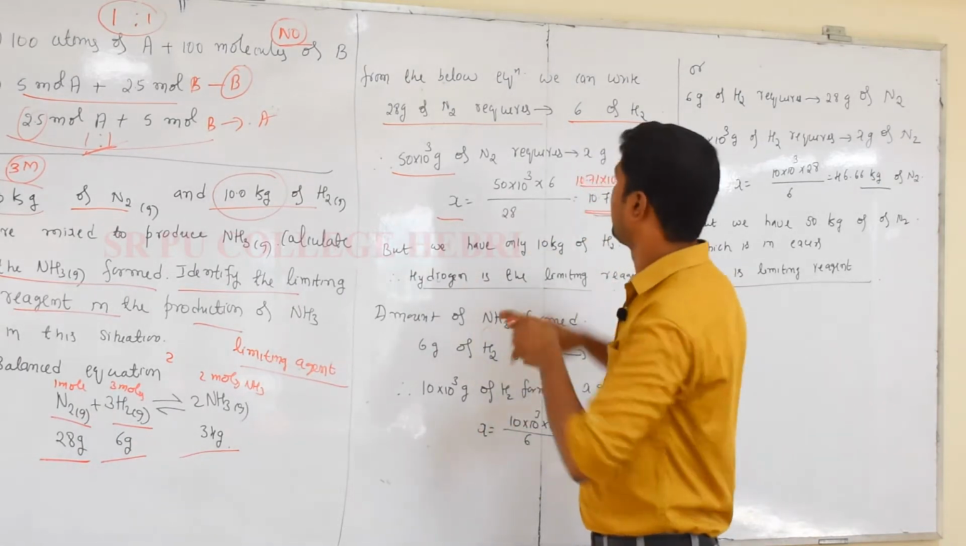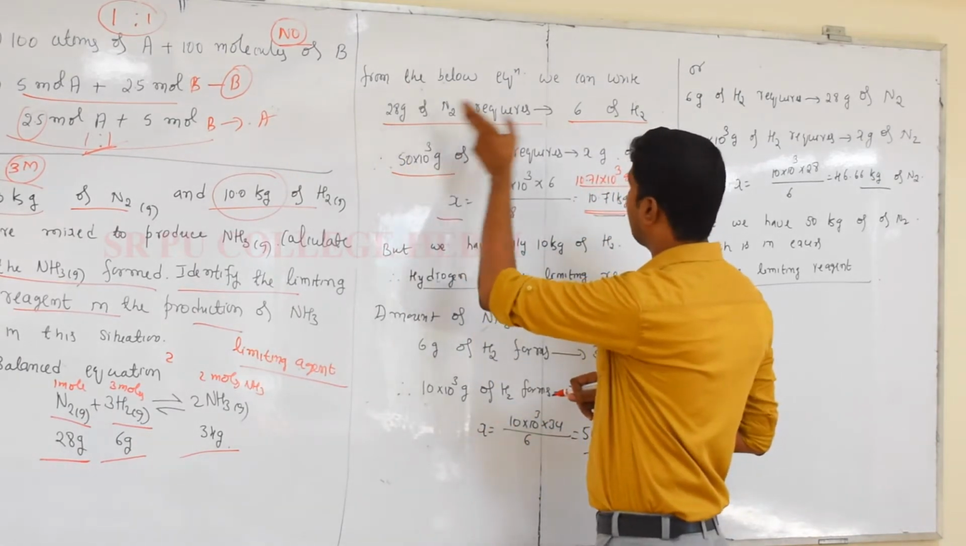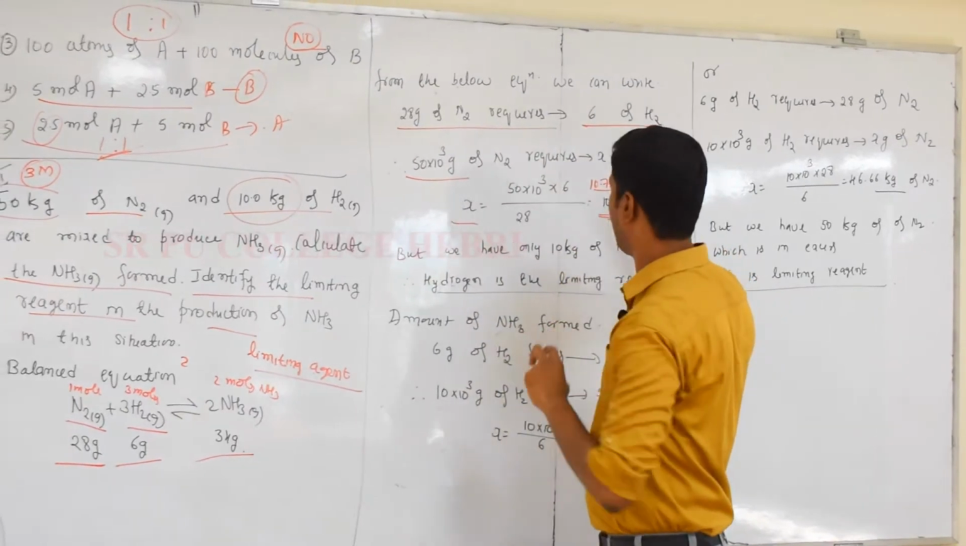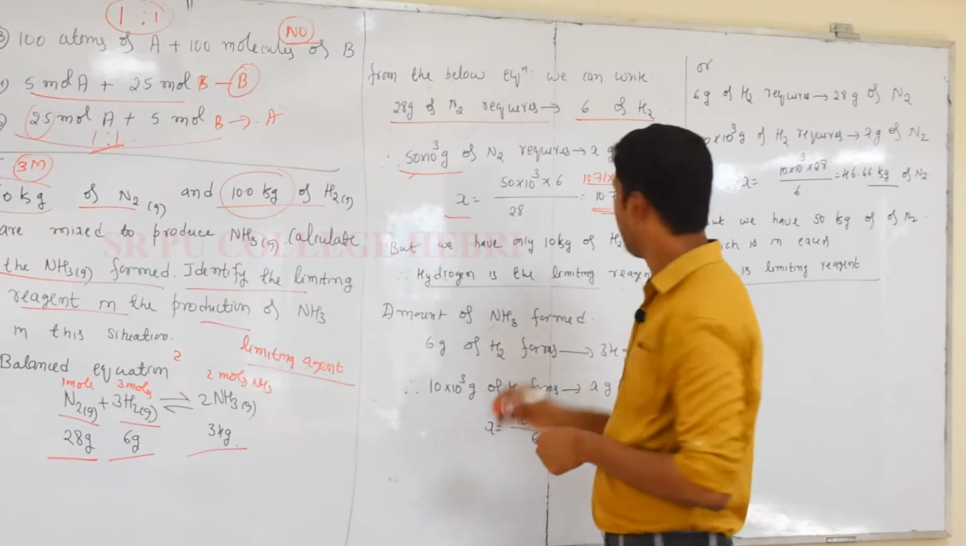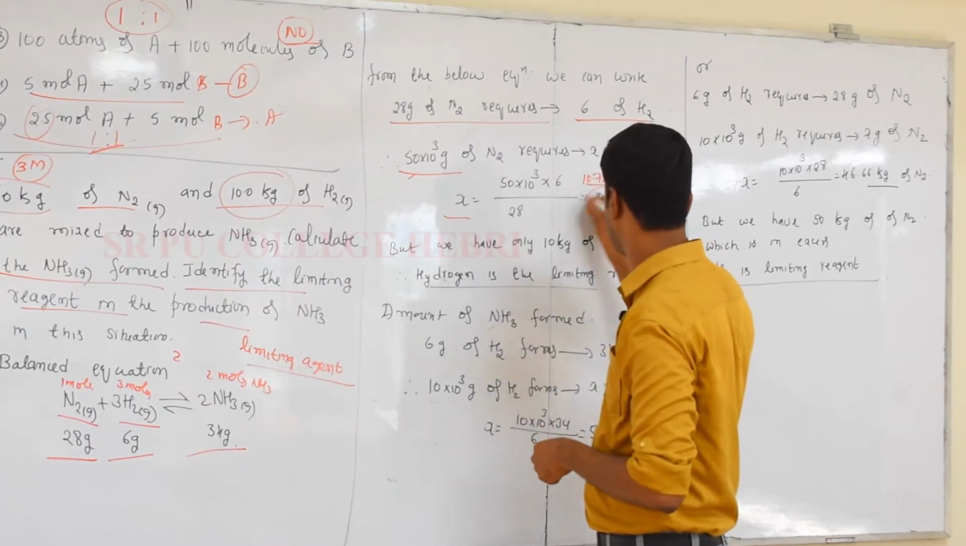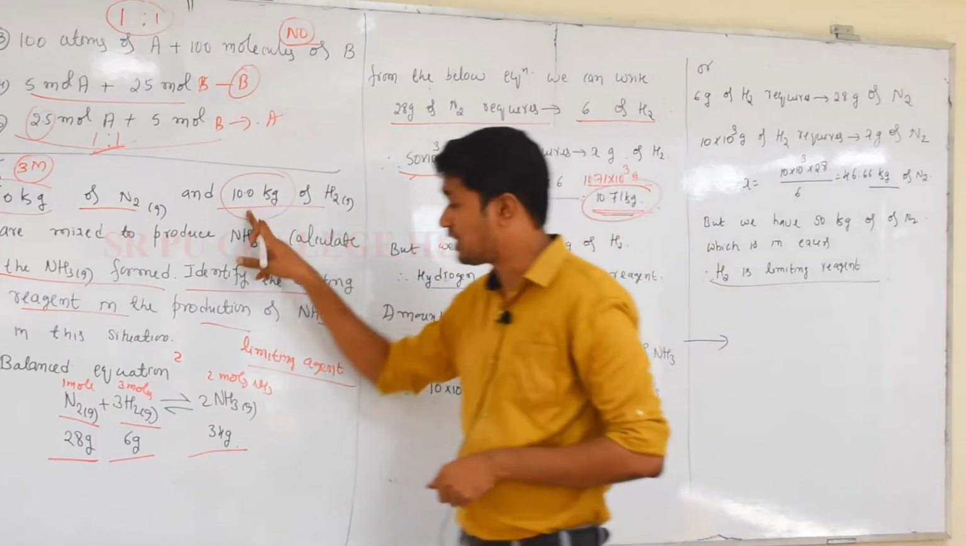What did you understand? See, 28 gram of nitrogen requires 6 gram of hydrogen. Here 50 kg requires how much hydrogen? It's 10.7 kg of hydrogen. But we have only 10 kg.